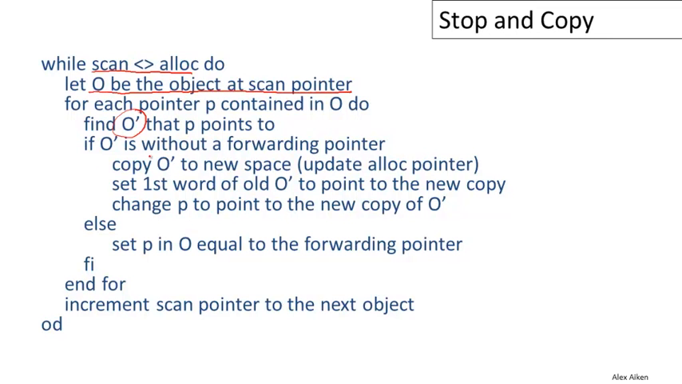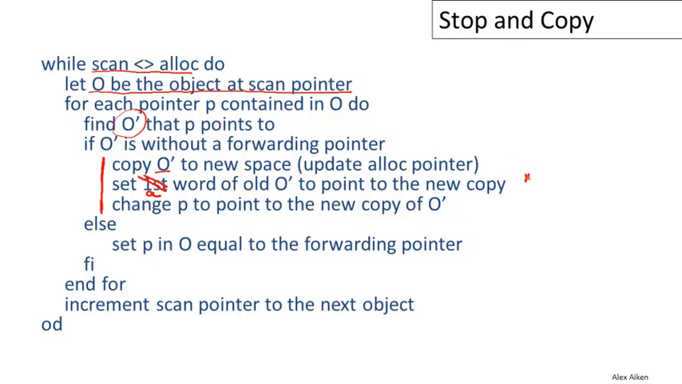One is that there is no forwarding pointer. All right, and if there's no forwarding pointer, then we have to copy that object to new space, and that'll involve allocating a new object and updating the allocation pointer. Then we're going to set a word. Here it says the first word, but I really shouldn't emphasize the first word; it's a distinguished word, that's what's important. We have to know which word we're going to use, and it will always be the same word. But anyway, we set a word of the old object to point to the new copy.